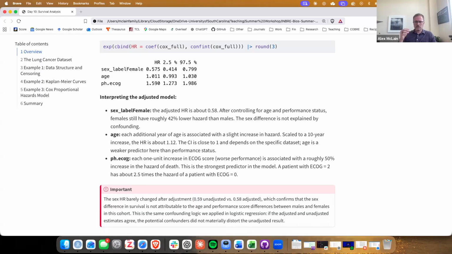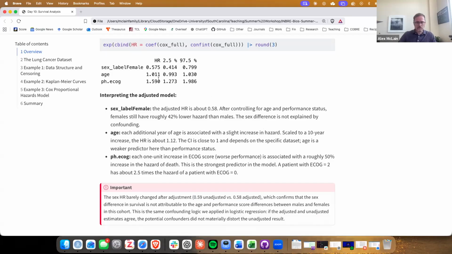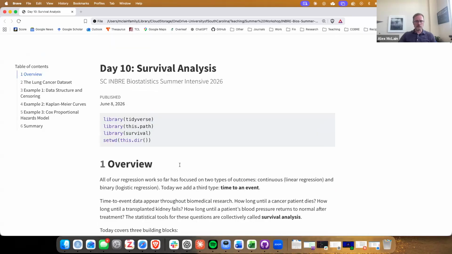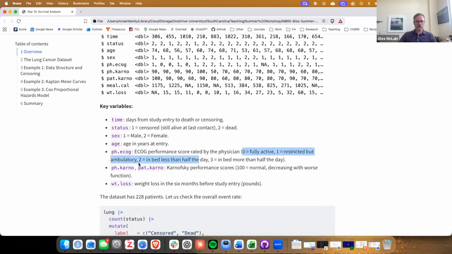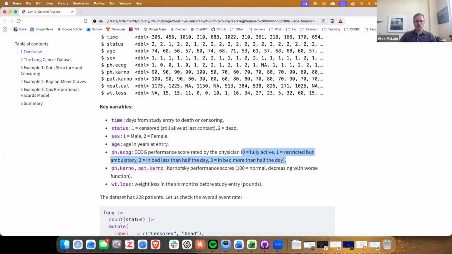PH.ECOG ends up being the strongest predictor here. It's associated with roughly a 59%, so about a 60% increase in the hazard. And this ECOG variable, if we go all the way back up to the top to remember the coding: 0 for fully active, 1 for restricted but ambulatory, 2 for in bed less than half the day, 3 for in bed more than half the day. So this is a very strong predictor.